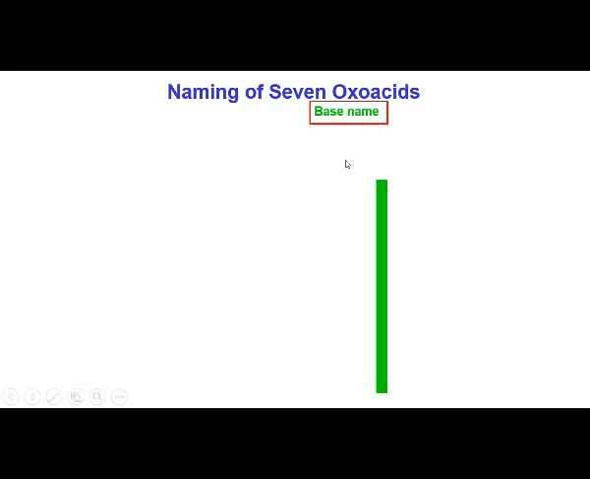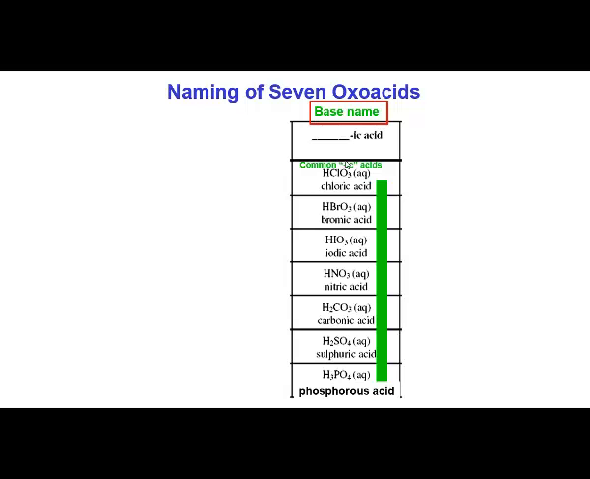Okay, so if we start with our base name, let's see which of our ate oxoanions you might be expected to be able to relate to an oxoacid. Okay, so my chlorate would be chloric acid, my bromate would form bromic acid, my iodate would form iodic acid, my nitrate would form nitric acid, my carbonate would form carbonic acid, sulfate would form sulfuric acid, and phosphate would form phosphoric acid. So I should have all of those down just from the anion name. I just changed the ending from an ate to an ic.